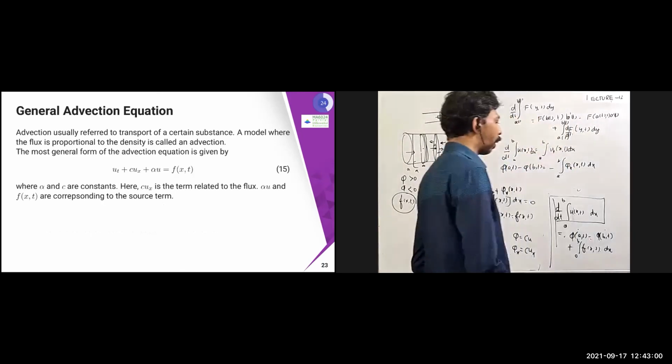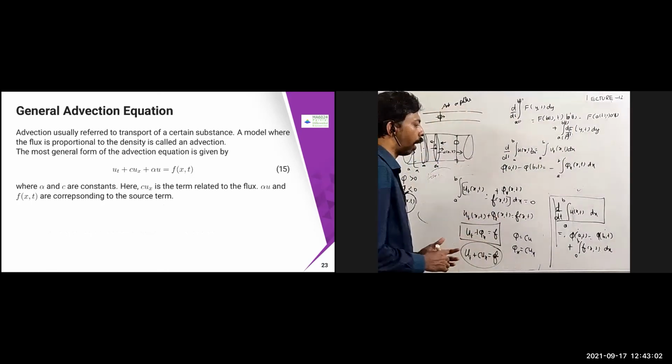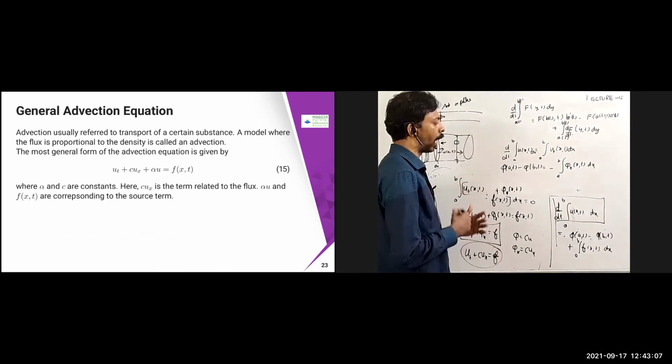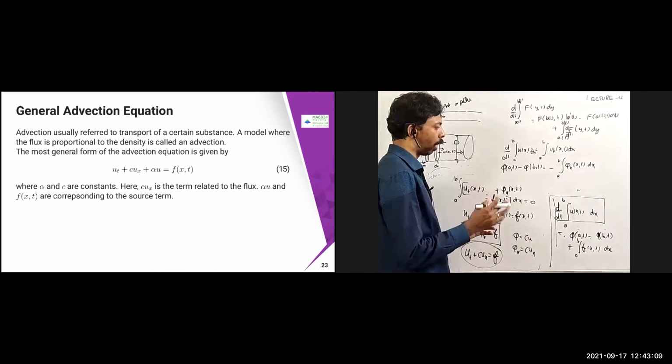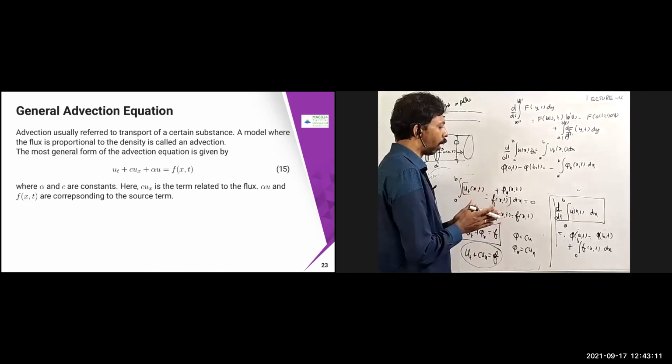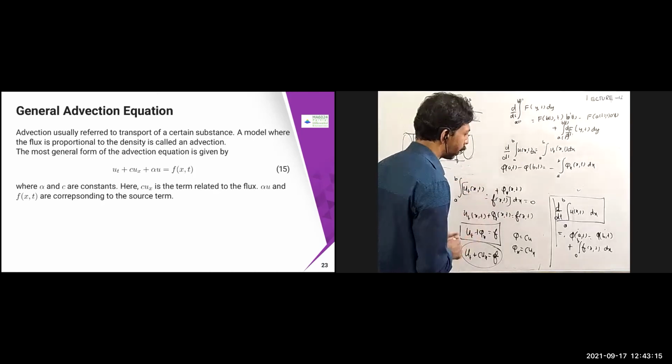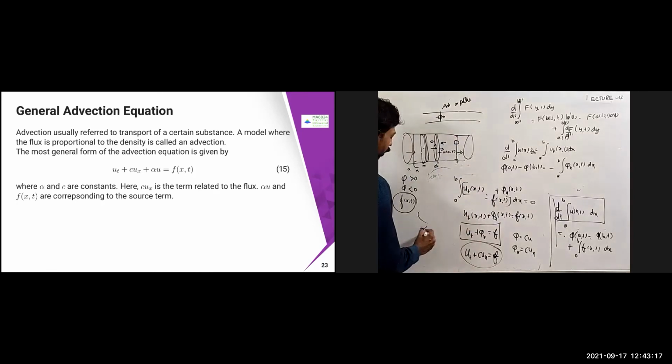Suppose we are putting some more things. For example, this is the conservation law I have. Suppose you are going to add advection, which usually refers to the transport term. Suppose your model of the flux is proportional to some density, proportional to u. Then you can put that also in that map.